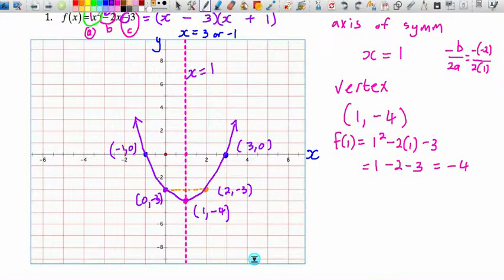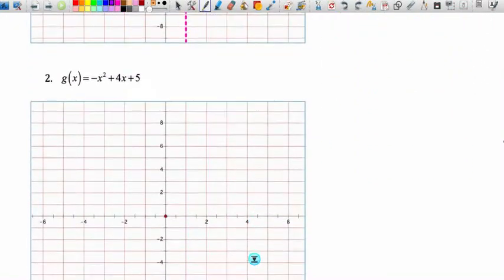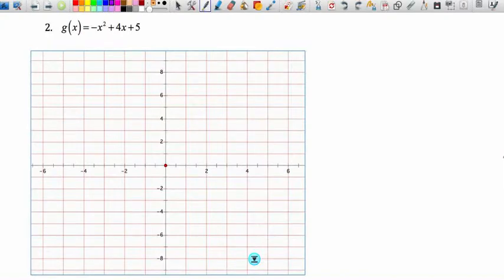So at this point, what I want you to do is to attempt the second example on your own using the same method, and then come back and watch part 2 of the video in order to see how you did.